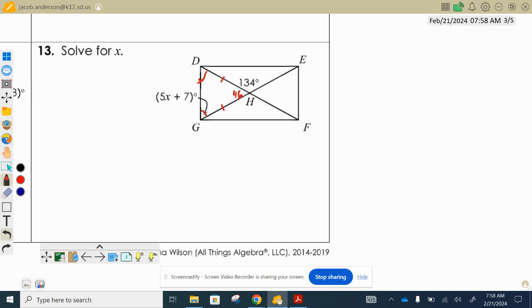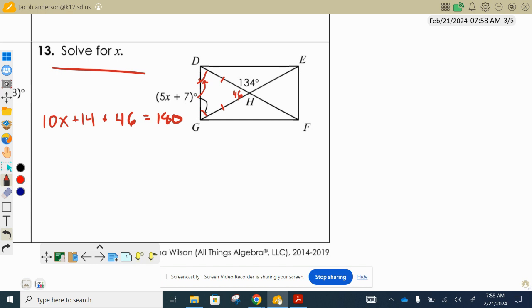So if I'm setting up an equation, there's really two of these 5x plus 7s, which would make a total of 10x plus 14, plus the extra 46 degrees that we haven't talked about yet, should add up to equal 180. And then from there you can solve for x, and then I think that's it. Yeah, it just wants you to solve for x. So once you solve for x, you're good there as well.